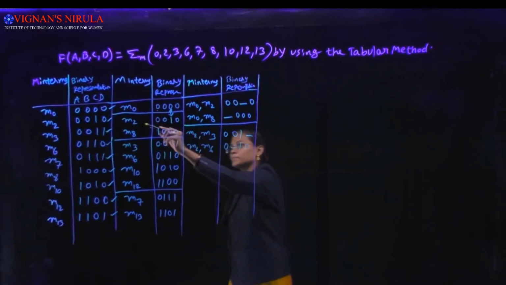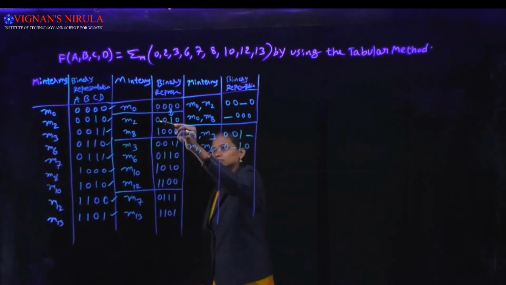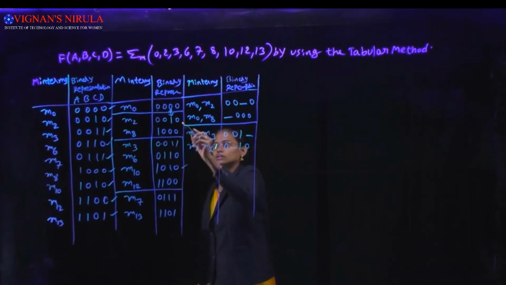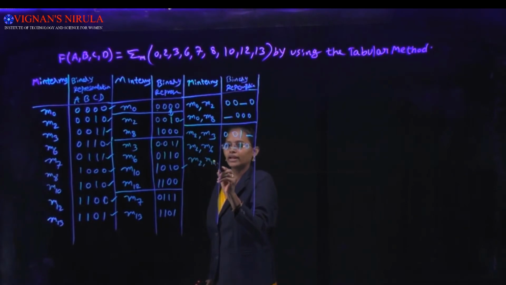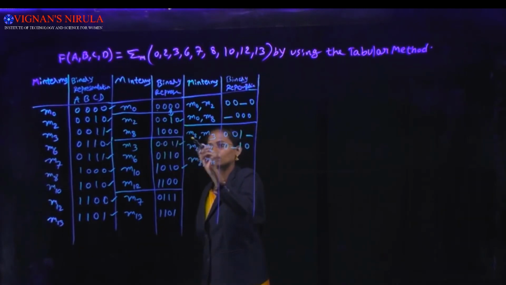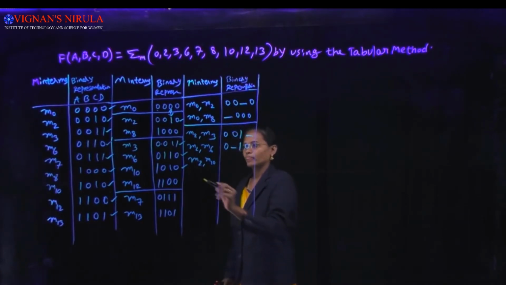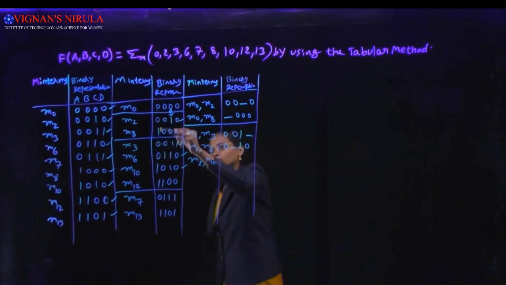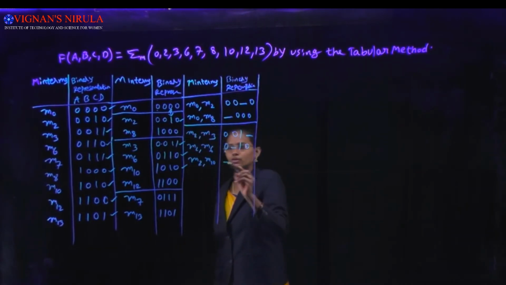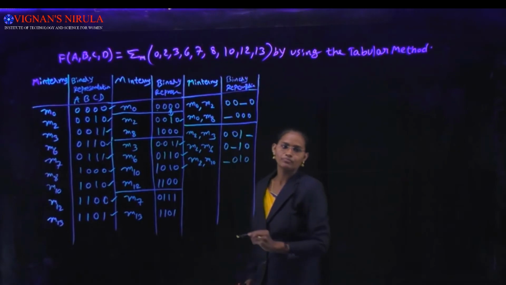And next M2 comparing with M10, 0 1 0 0 1 1, and here also compare M2 and M10. We mark the compared minterms. M2 and M3 is also completed. M2 and M6, this is also completed. The next M2 and M8, 0 1, that is a difference, and 0 0 1 1 0 0 0 1 0.